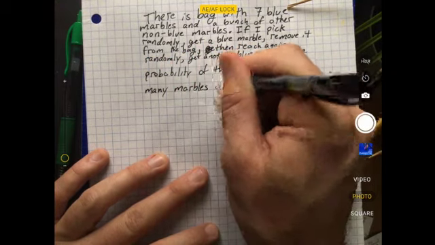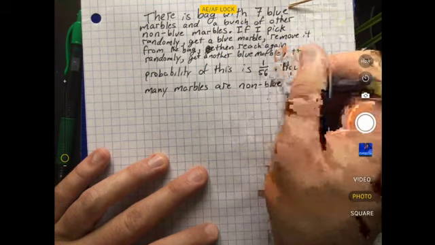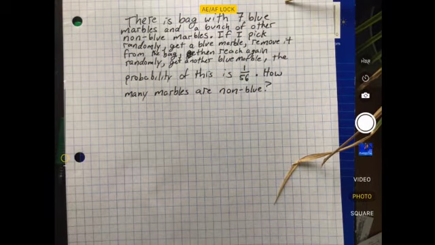All right, here's a problem that I literally think is too hard, but maybe it's not. So we'll have to look at it. There's a bag with 7 blue marbles and a bunch of other non-blue marbles. If I pick randomly, get a blue marble, and remove it from the bag, then reach again randomly and get another blue marble, the probability of this is 1/56. How many marbles are non-blue?